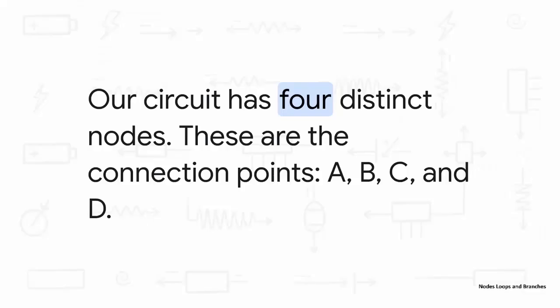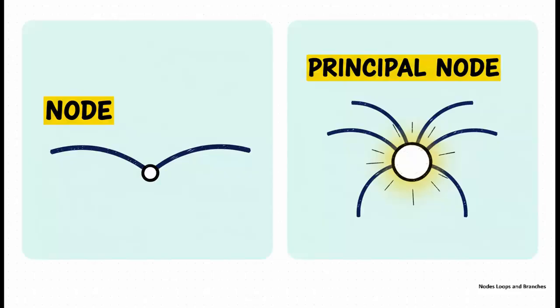So if we look at our example circuit, we can spot 4 of these intersections, 4 nodes. Let's just label them A, B, C, and D so we can keep track. You can see exactly where the different branches come together at each of these points. Now, here's where it gets a little more interesting. Not all nodes are created equal. We've got a special term for the really busy intersections. We call them principal nodes. And a principal node is just an intersection where 3 or more branches meet up. In our city analogy, these are the major hubs, the big central squares.